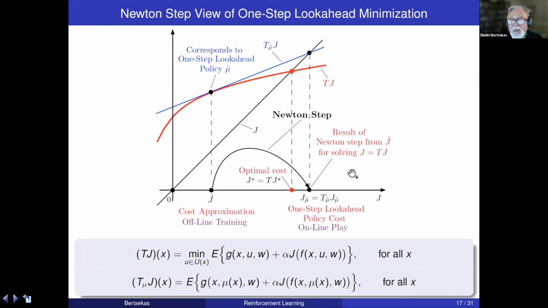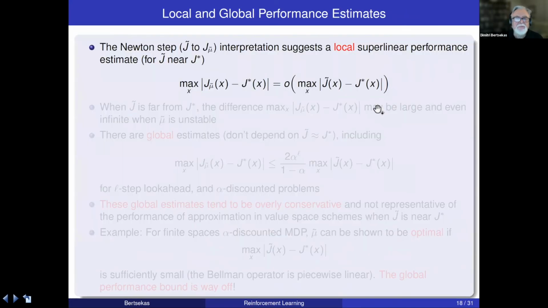Okay, so that's the interpretation. We're not going to focus on this for analysis, but it's always going to be in the background, interpreting why some results hold and some do not hold, and why some methods are good and some other methods are not so good. And speaking of results, let's look at what we can get from this picture. This picture, of course, is about performance estimates. How does the one-step look-ahead scheme perform? And the Newton step provides a local estimate.